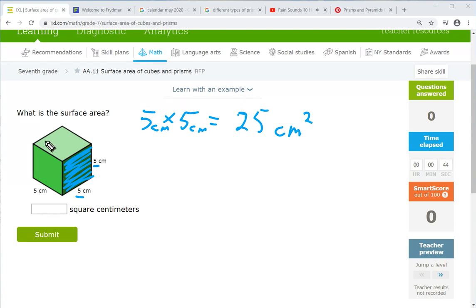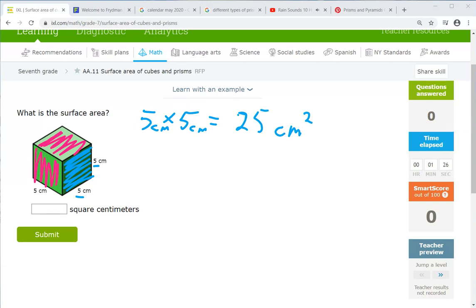And the area of, well, actually for a cube, all of these faces are exactly the same area. So this and this and this, the front, the back, the top, the bottom, the left and the right, they're all the same area. So we have 1, 2, 3, and then the bottom would be 4, the back would be 5, and the right would be 6.